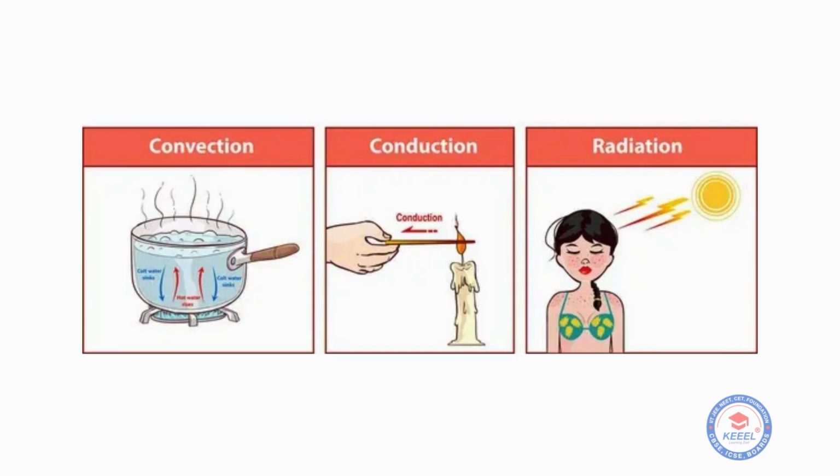Radiation. Heat moves through empty space without touching anything. Example, we feel warm from the sunlight even though it travels through space. Dark or black surfaces absorb more heat from radiation. That is why we feel hotter in black clothes.